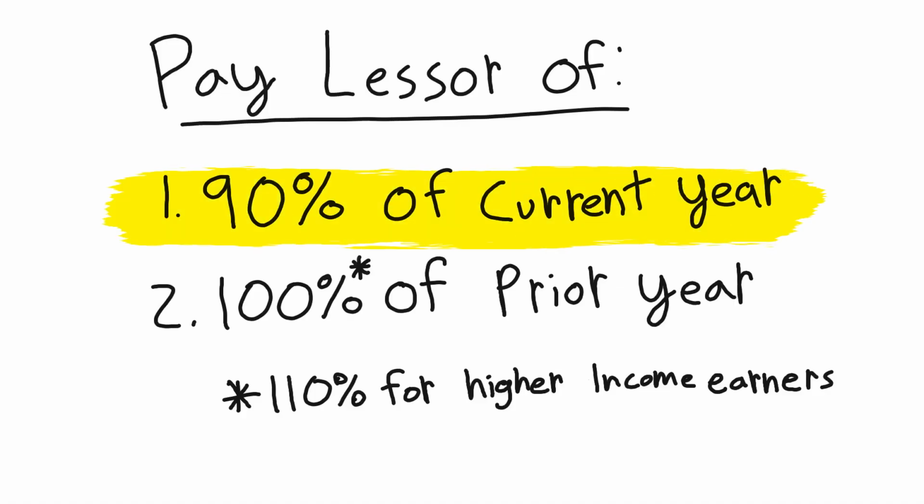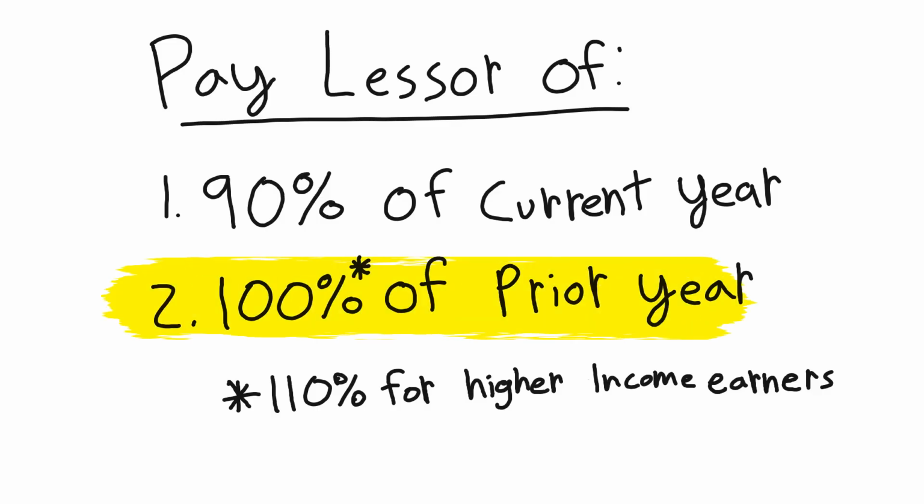You have two options to prevent an underpayment penalty. One, you pay 90% of the current year tax liability. For example, if you think you're going to owe $10,000 for the current year, you want to pay $9,000 in estimated tax payments, and then at the end of the year, when you owe the additional amount, you will not have a penalty. The second option is if you pay 100% of the prior year.